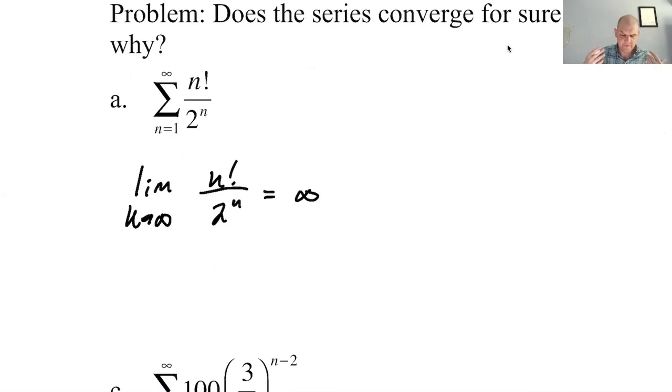So 50 factorial is 50, 49, 48, 47. It's a product of all those numbers. 2 to the 50th is just 2 times 2 times 2 times 2. So 50 is bigger than 2, 49 is bigger than 2, 47, 46, 45, they're all bigger than 2 until you get down to the end where it's like 2 over 2 and then 1 over 2. So the 1 over 2 loses, but everything else wins. So n factorial definitely is beating 2 to the n.